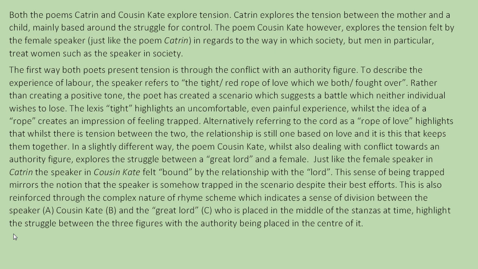The first way both poets create tension is through conflict with an authority figure, linking both poems together straight away. It doesn't have to be the same, but they both look at it. To describe the experience of labour, the speaker refers to the tight red rope of love which we both fought over. The forward slash there indicates that there's a new line. We should do that for Shakespeare, you should do that for any play or poem.